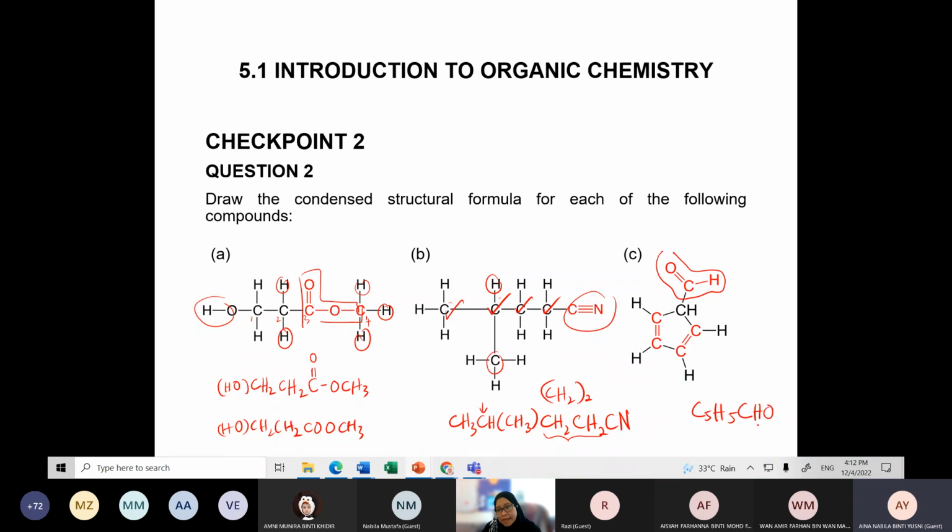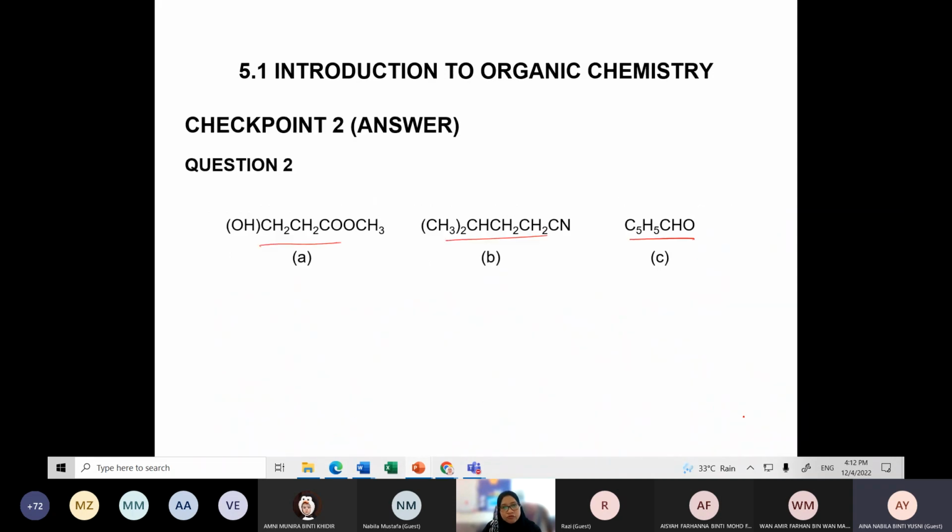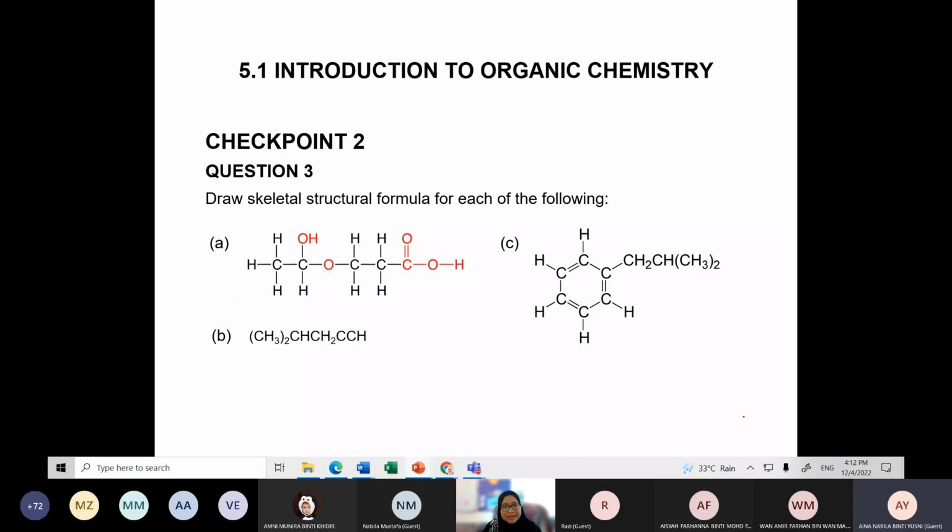CHO. Remember, CHO is carbonyl, or the homologous series is aldehyde. Don't write COH. OH is for hydroxyl group, so CHO is for aldehyde, for carbonyl. All right, moving on to skeletal.